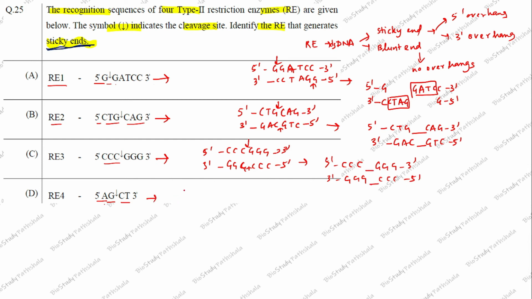In case of option D, 5' AGCT 3', TCGA 5'. So here is the restriction site. So it will be producing 5' AG and CT 3', TC and GA 5'. So here again no overhangs are found. Overhangs are found only in case of the first option. So the first option will be the right answer for this question.